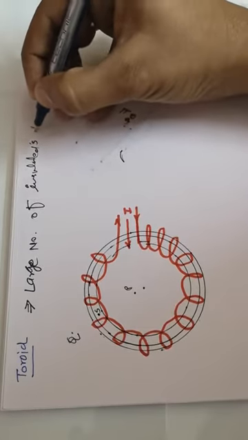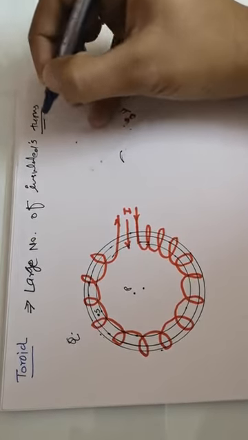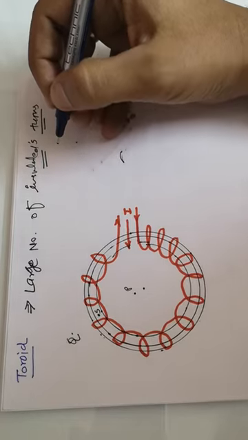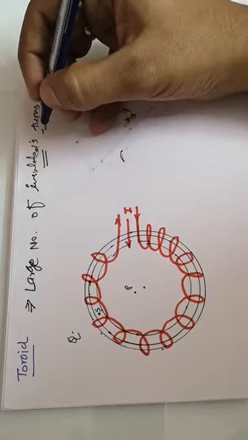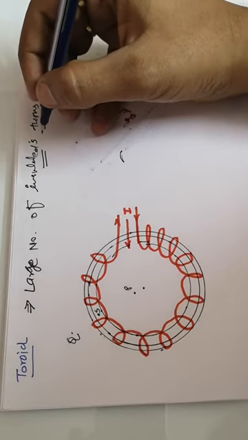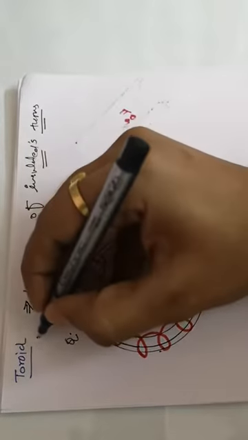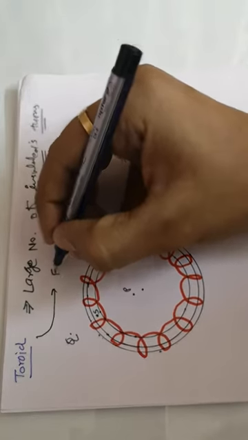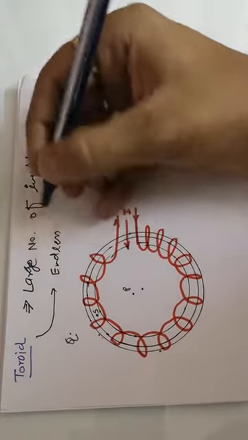and it's a number of turns. Basically it is a conductor, a metallic wire, but coated with an insulator, so they both nullify the effect of each other. In normal words you can say that a toroid is called an endless solenoid.